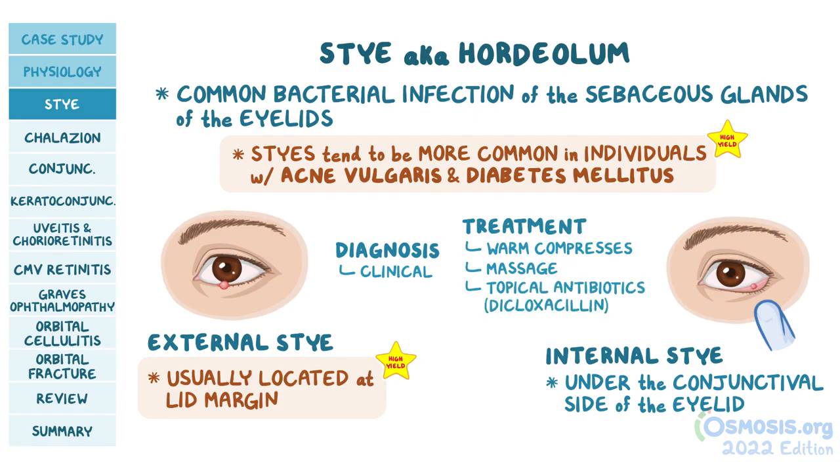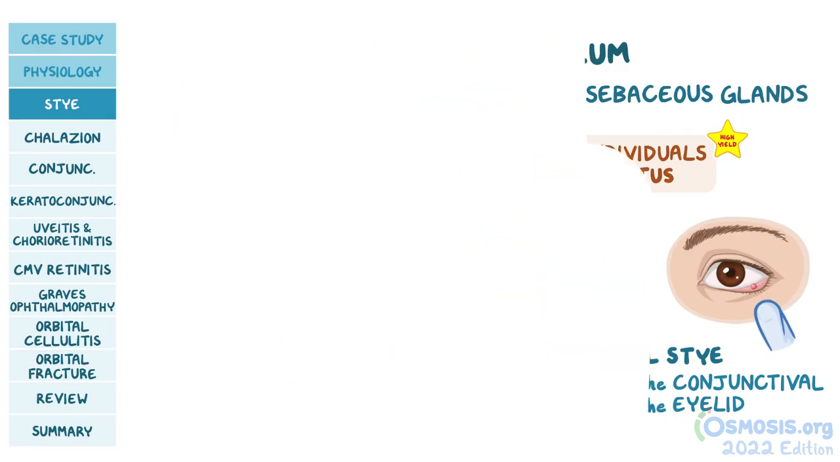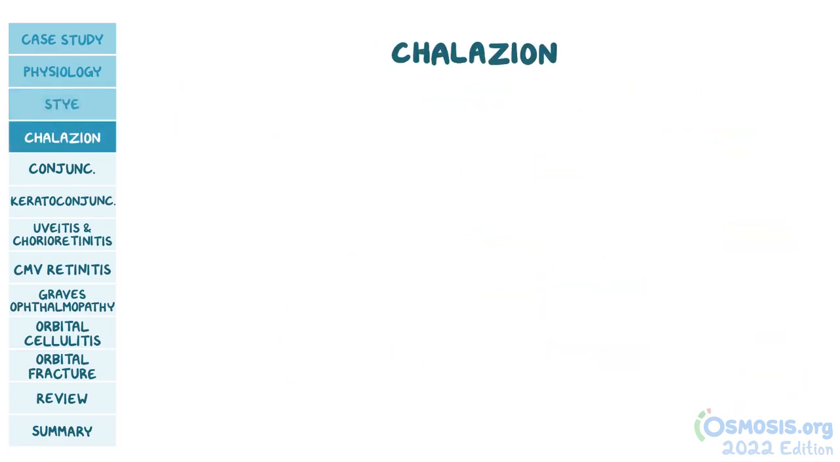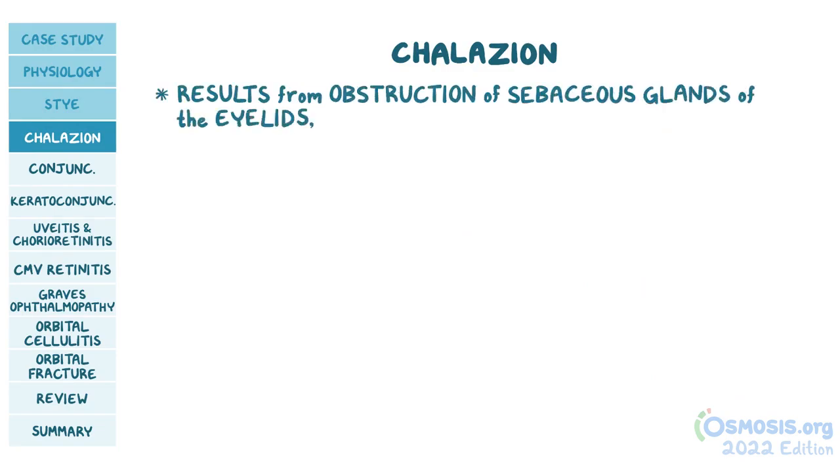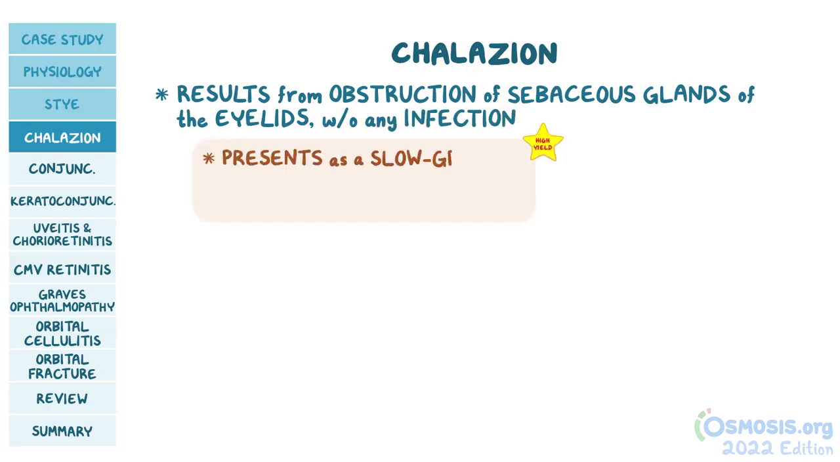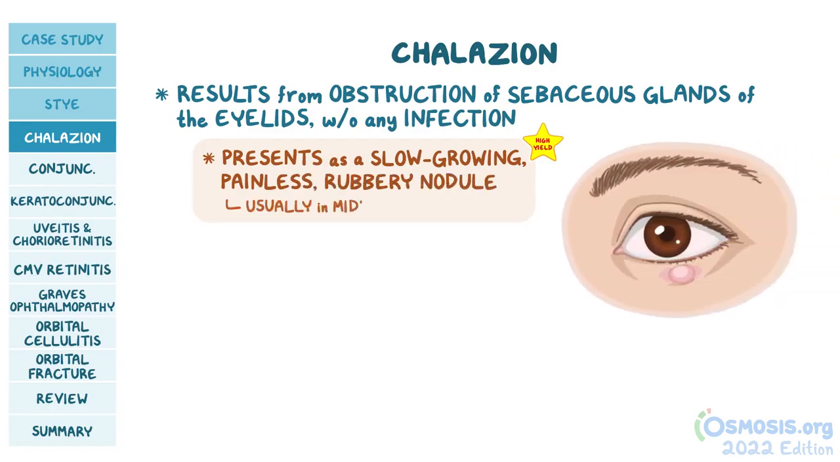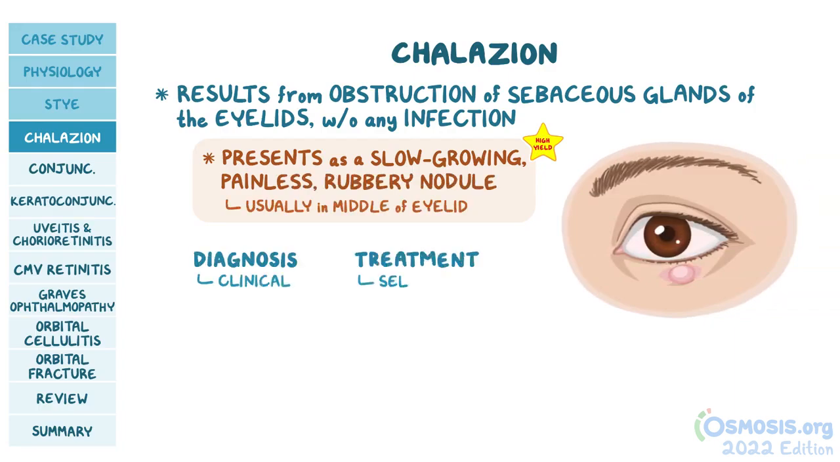Now, it's important to differentiate a stye from a chalazion. A chalazion results from the obstruction of sebaceous glands of the eyelids without any infection. It presents as a slow-growing, painless, rubbery nodule, usually in the middle of the eyelid. Diagnosis is clinical and no treatment is necessary since it's usually self-resolving.